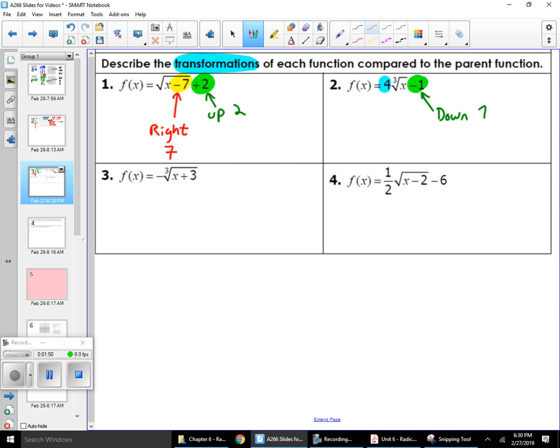Not 2 though, just 1. It's going to move down 1. In other words, k is -1. We could find the turning point for that graph. It would just have a y value of -1.